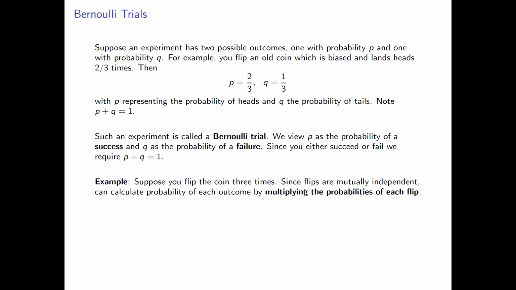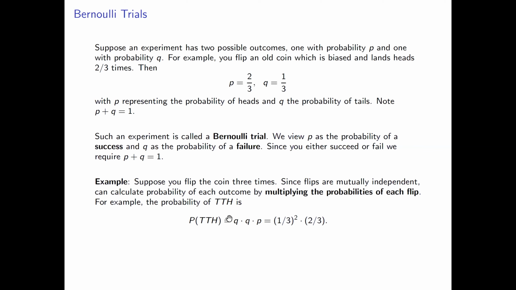Since they're mutually independent, we can calculate the probability of any particular outcome by just multiplying the probabilities of each individual flip. To clarify this, let's look at a particular example. Say we want to calculate the probability of flipping tails, tails, then heads. You can do this by taking the probability of T, which is Q, times the probability of T, times the probability of H. This reduces to Q squared times P, which is (1/3) squared times 2/3. That would be the probability of this particular sequence.